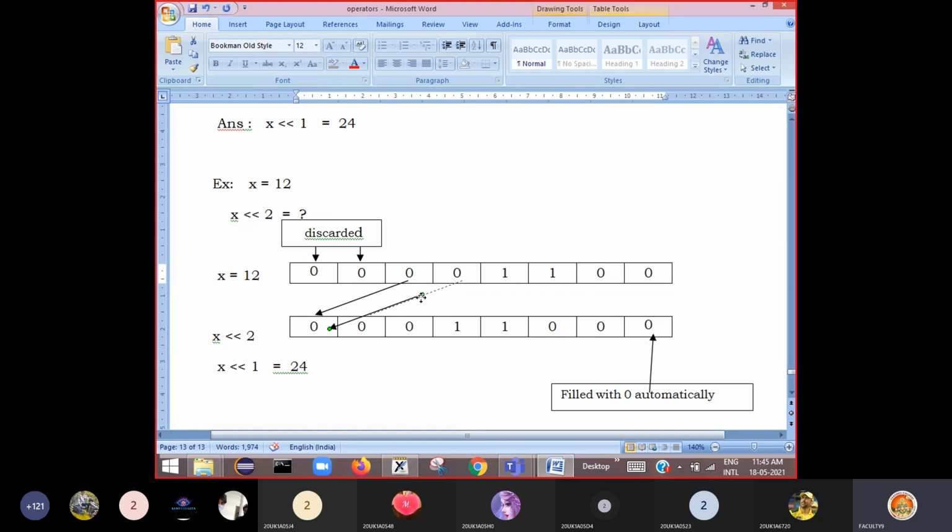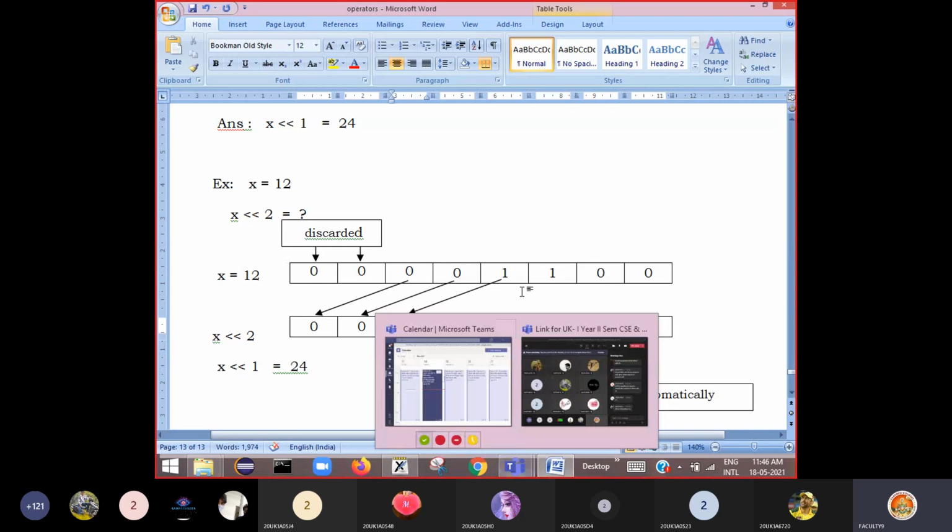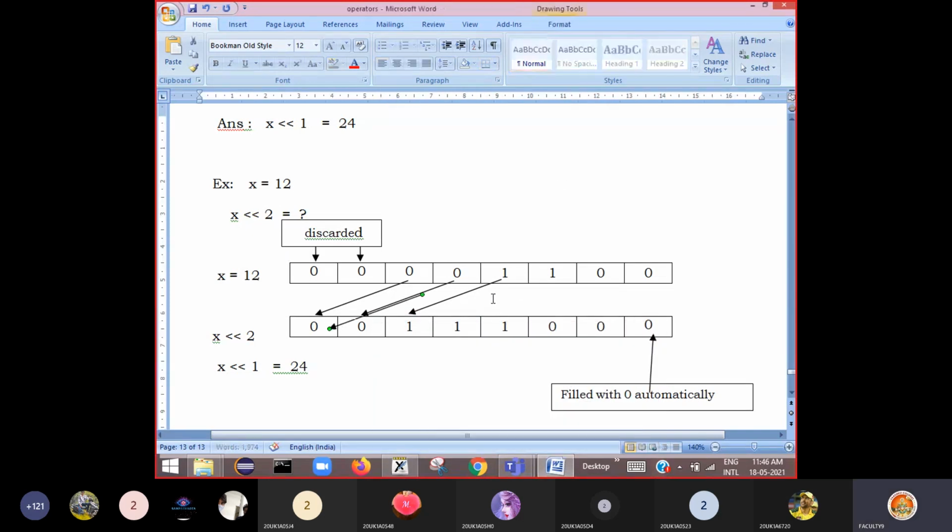Then this will come here. This 0 will come here. Okay, then this 1 will come here. This 1 will come here. Okay, so here it becomes 1 here. Okay, right? So then this 1 will come here. Okay, it becomes 1. Okay, so then this 0 will come here. This becomes 0.